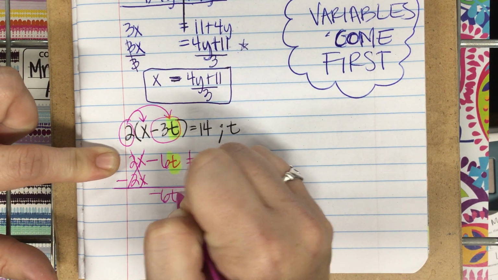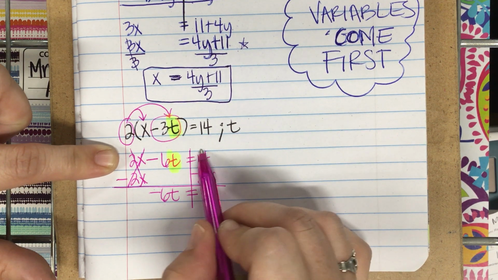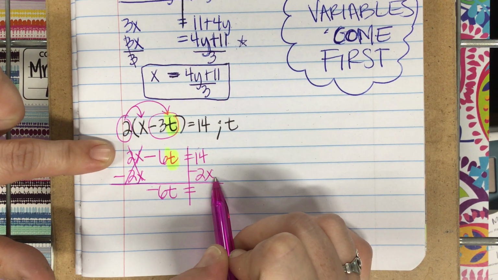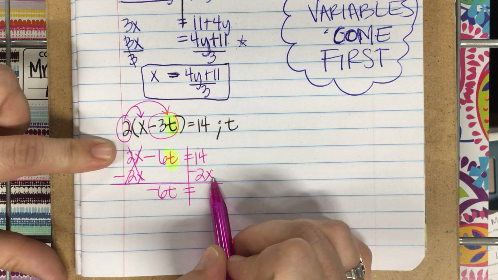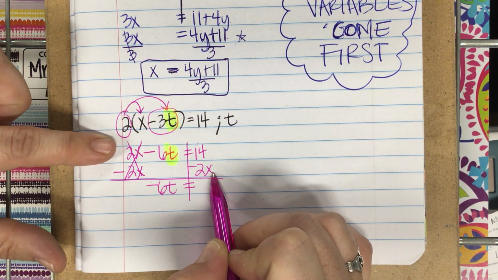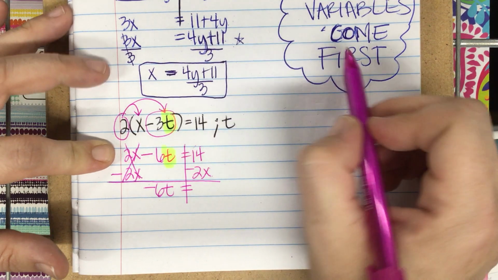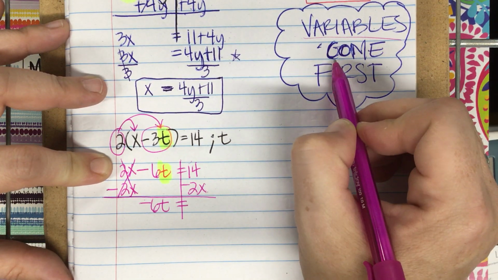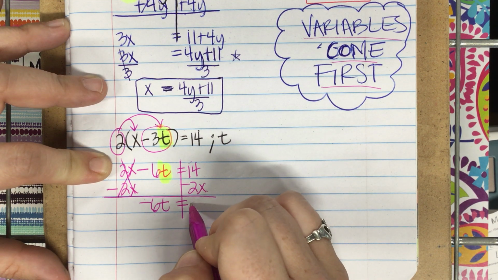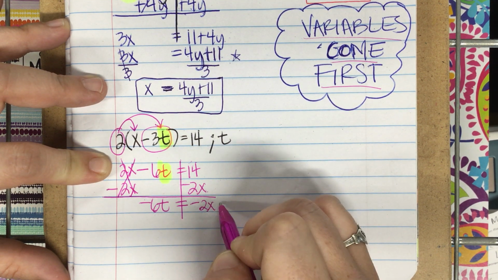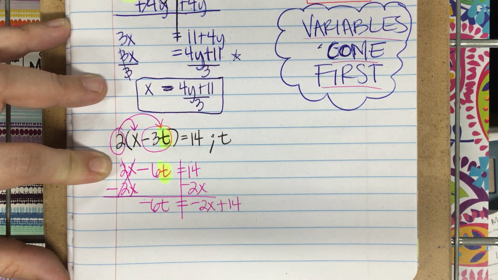Negative 6t equals, do you know what 14 minus 2x is? I don't. Could you write 14 minus 2x? Yes, it would be right. However, we want to remember that variables come first. So I'm going to choose to write it negative 2x plus 14.